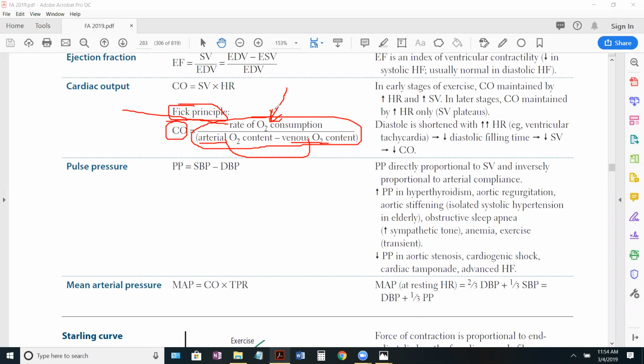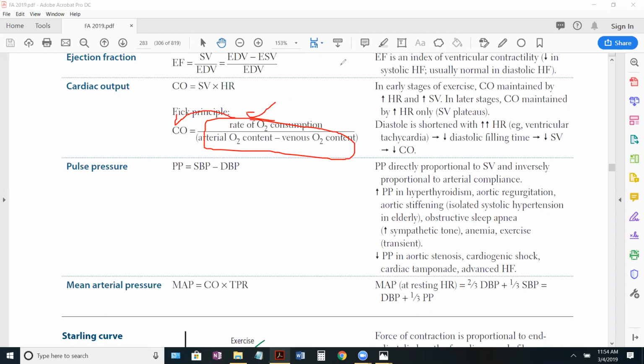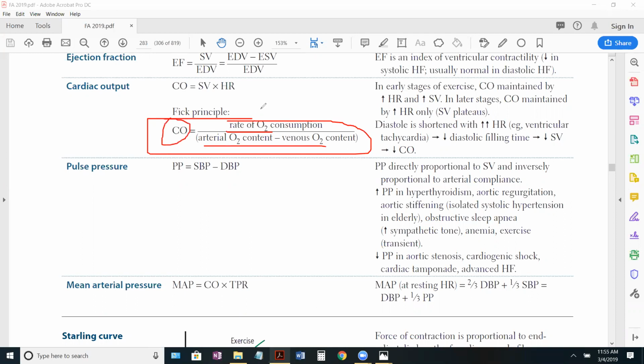They just try to ask you the rate of oxygen consumption, and this is directly linked to that oxygen delivery equation, showing how important oxygen delivery and cardiac output are related. If you know one thing, you can calculate the other. Just knowing the oxygen consumption and oxygen contents, you can calculate the cardiac output. Very high yield.